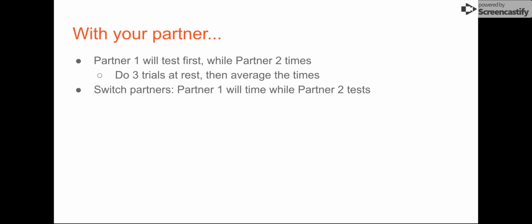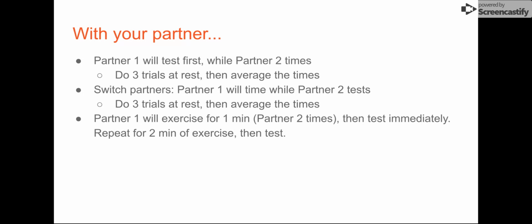With your partner, partner 1 will test first while partner 2 times, and you're going to do 3 trials at rest, and you're going to average the times. Switch partners. Partner 1 will time while partner 2 tests. Do 3 trials at rest, then average the times.